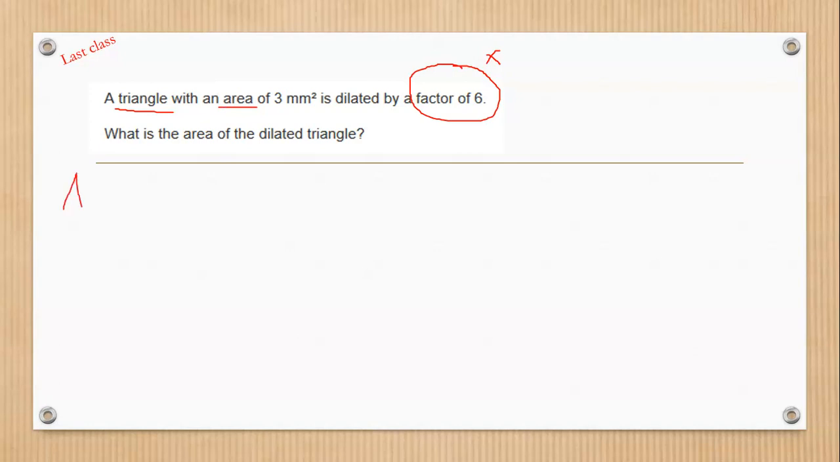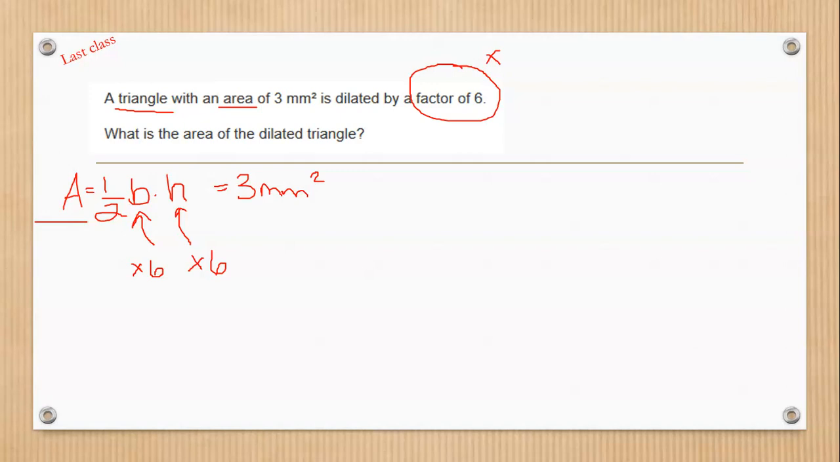So we want to remember that the area formula for a triangle is 1/2 base times height. And it's telling us that that is 3 millimeters squared. So when you're looking at dilating a shape, we're going to multiply all the lengths by whatever the factor is. So when you look at the formula we've been given, there are two lengths, right? The base and the height. So we're going to multiply the base by 6, and we're going to multiply the height by 6. We don't really need to know what those numbers are. We just know that we're multiplying each of those lengths by 6.